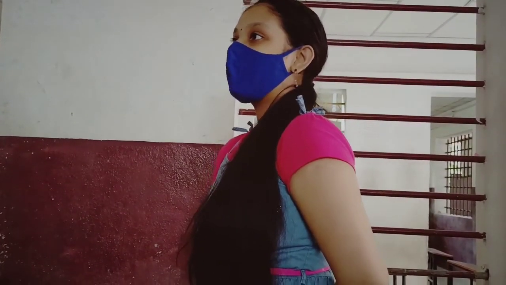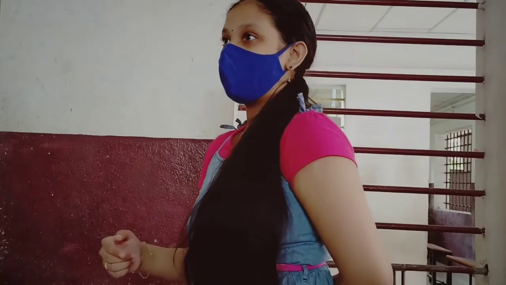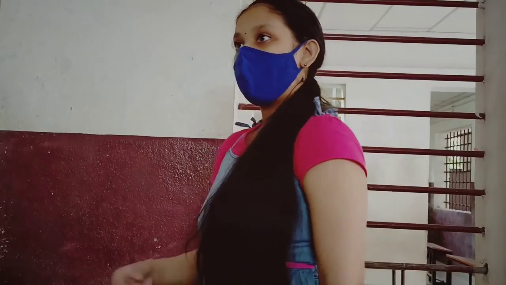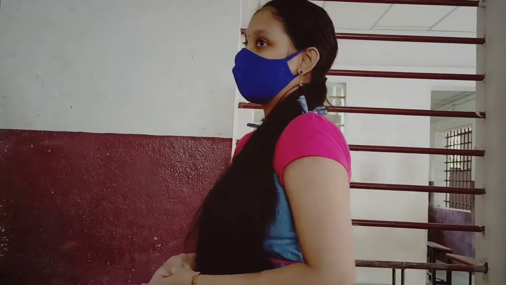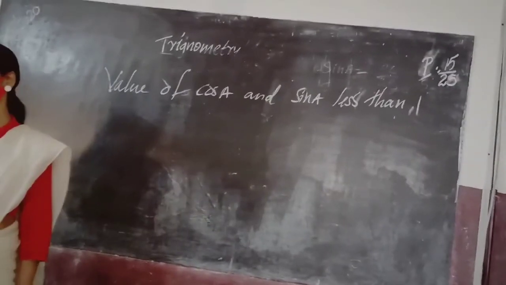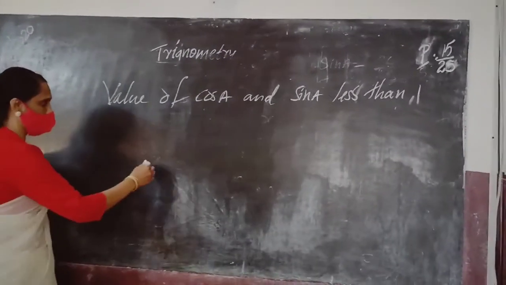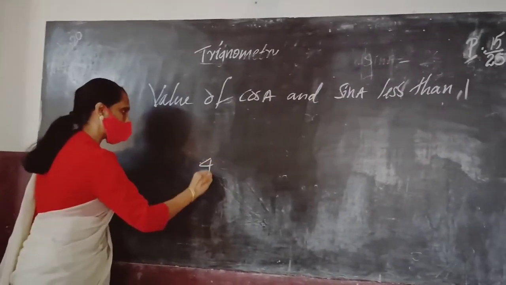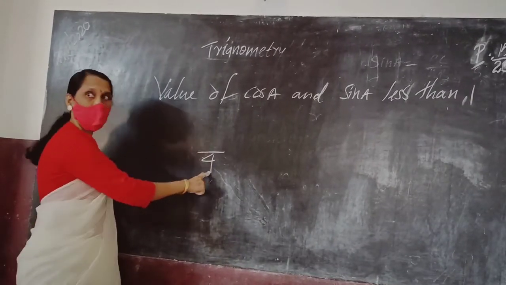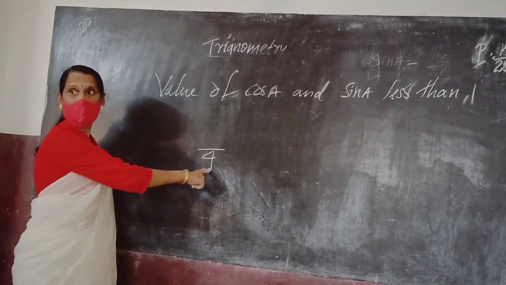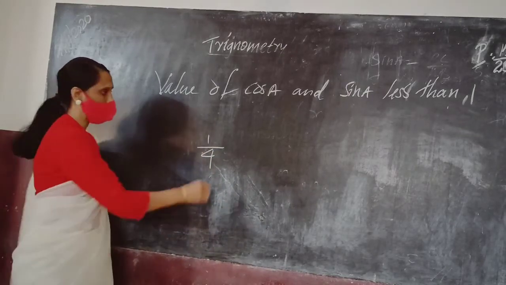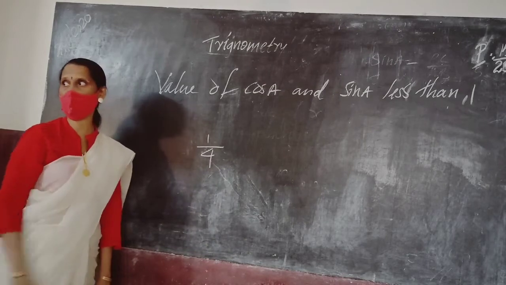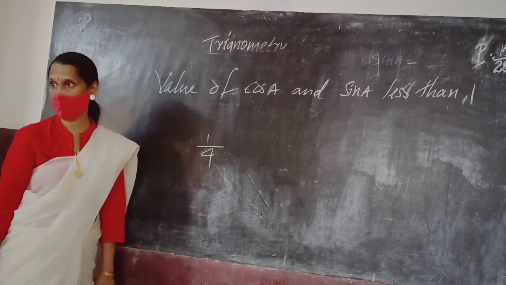Why? Because for sin A and cos A, the denominator is hypotenuse. Hypotenuse is always more, so it becomes a proper fraction. Yes, hypotenuse is the largest number we know. When the largest number is in the denominator, suppose 1 by 4 or 3 by 4, whatever it may be, it is a proper fraction. We call it a proper fraction.